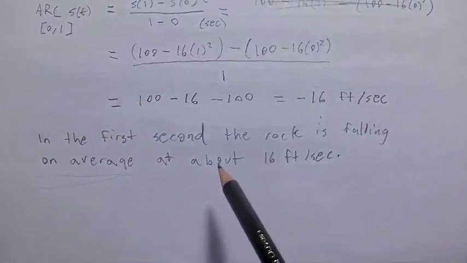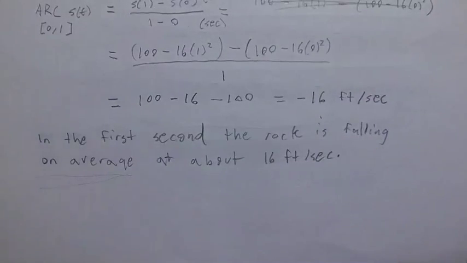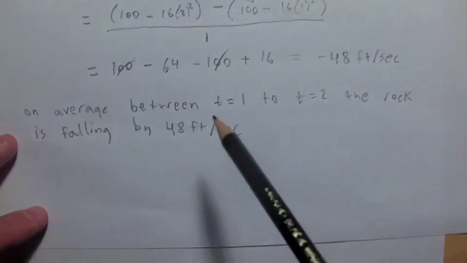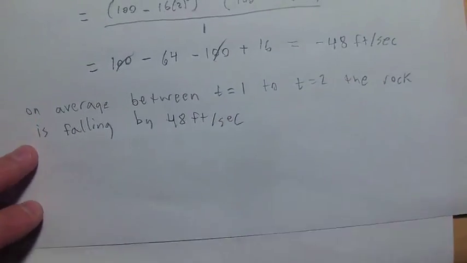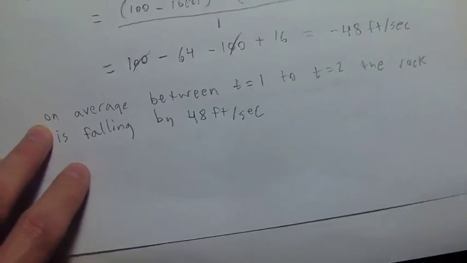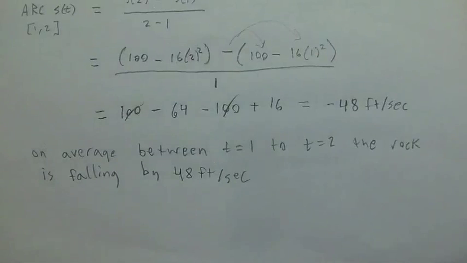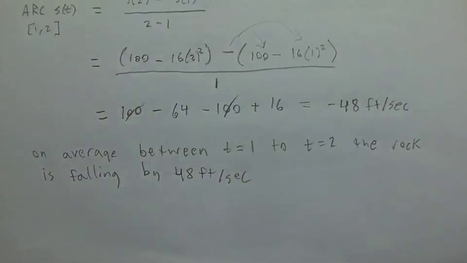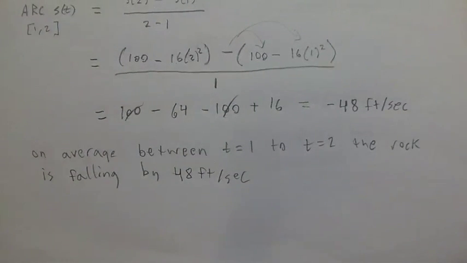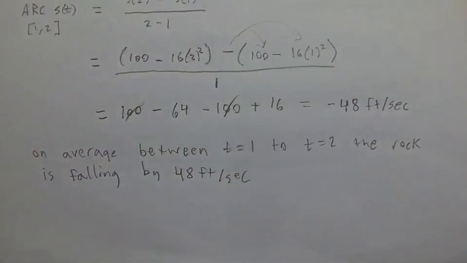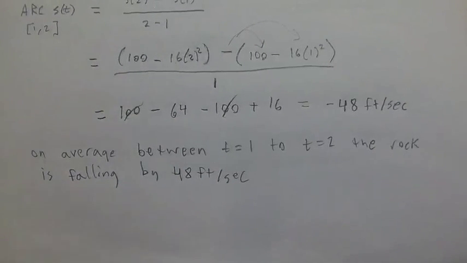Alright, so in the first second, we found that the rock was falling at about an average of 16 feet per second, and then in the next second, from 1 to 2, we found that the rock was falling at about 48 feet per second. So mathematically, what have we just shown in part A and B? We've shown that the rock is speeding up, right? In the first second, it traveled at about an average of 16 feet per second. In the next second, it's traveling at an average of 48 feet per second. It's speeding up.